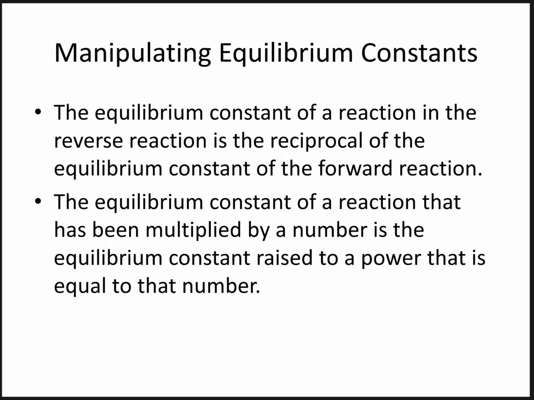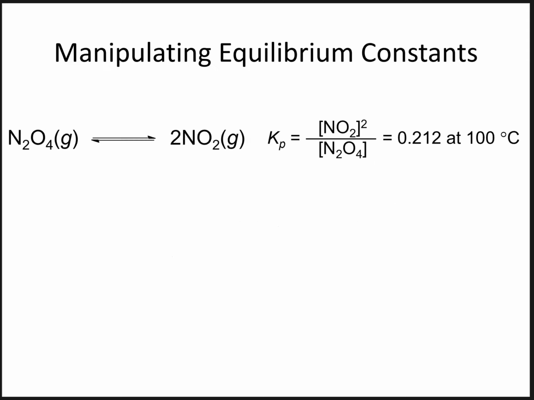If, however, you decide to change the coefficients by doubling or tripling everything in the balanced equation, then what you have to do to the equilibrium constant is raise it to whatever it is you multiplied through. For example, our dinitrogen tetraoxide example here, we've got an equilibrium constant of 0.212.